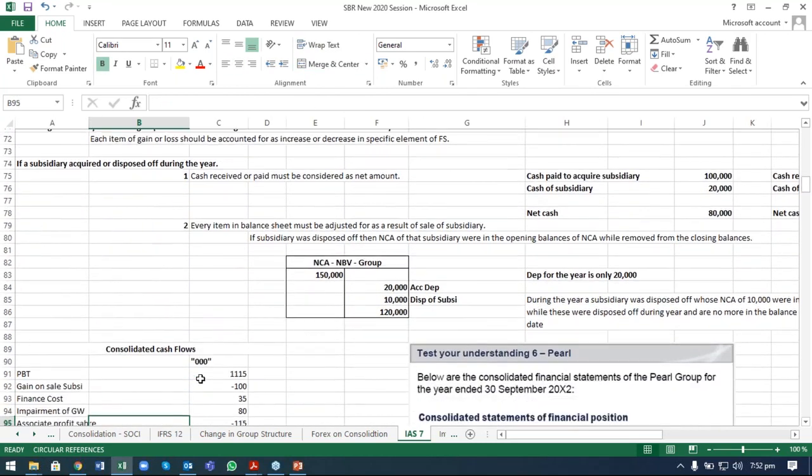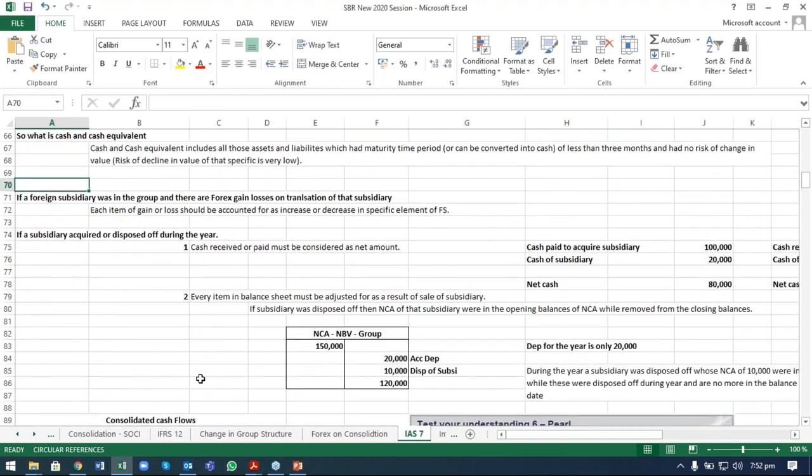Next, I believe the next section is exchange gains and losses. Exchange gains and losses should be accounted for in the same way. Each item of gain or loss should be accounted for as an increase or decrease in a specific element of the financial statements. I believe everyone has an understanding of how foreign exchange gains and losses should be accounted for within the group accounting statement. For example, if there is a foreign exchange gain on non-current assets, then the closing balance of the non-current asset value has increased, but this was not increased due to additional cash payments.